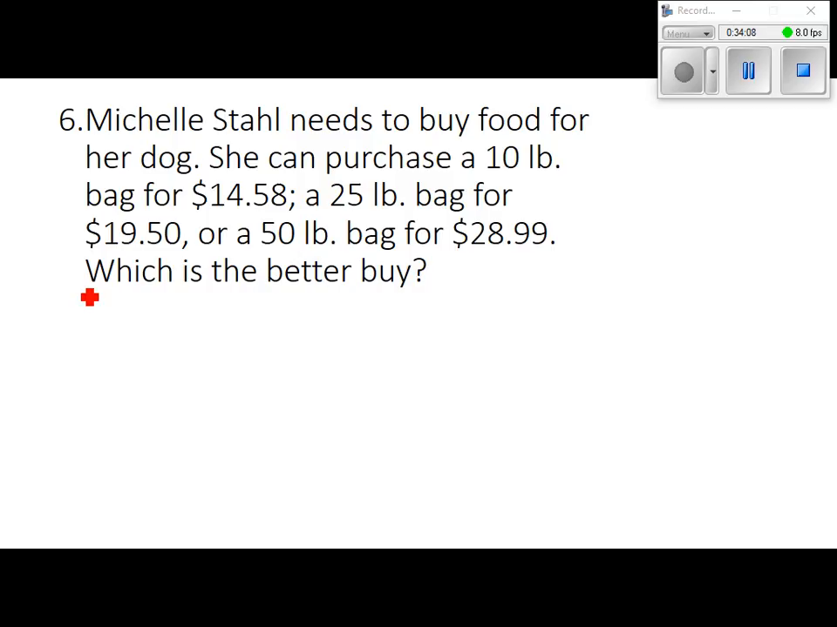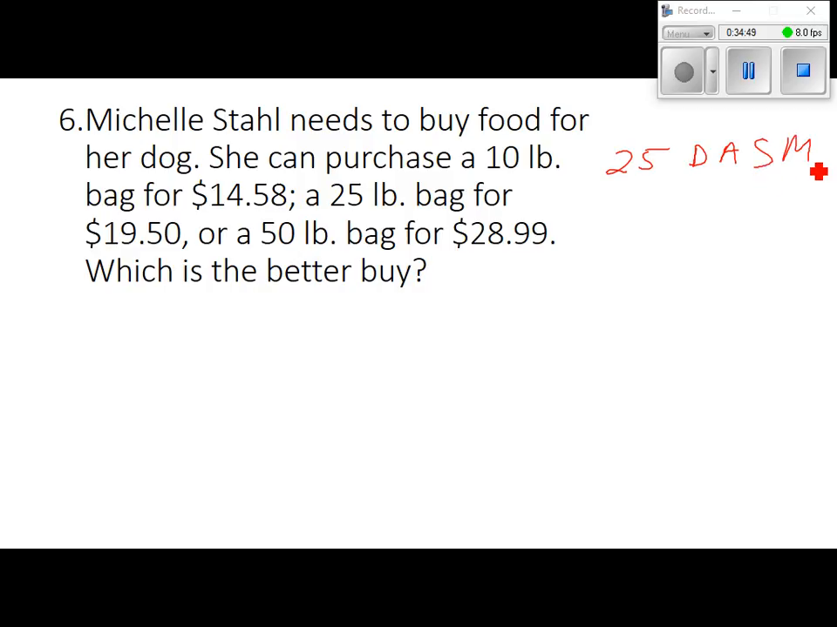Michelle Stahl needs to buy food for her dog. She can purchase a 10-pound bag for $14.58, a 25-pound bag for $19.50, or a 50-pound bag for $28.99. Which is the better buy? Before we even start to do any math, anybody have a guess which bag? 10, 25, or 50? Which one do you think is the better buy? 25, Dakota said. So we got Dakota and Andrew say the 25. Anybody else have a guess? 25.